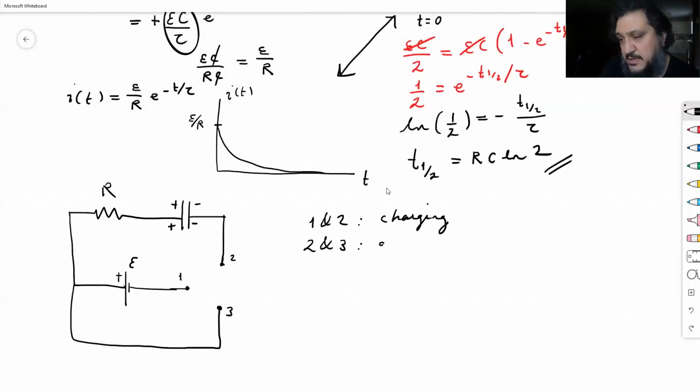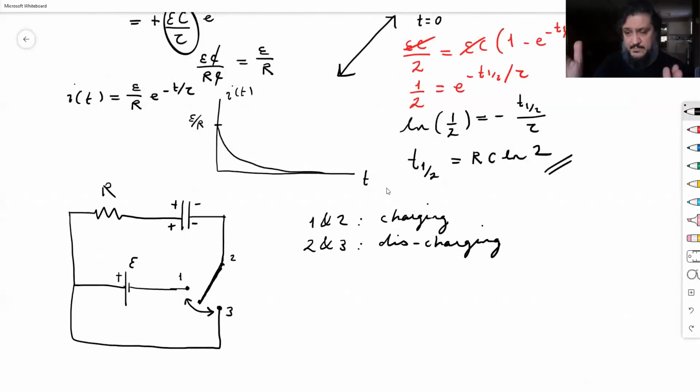This will be the discharging. Okay, so here's my switch. That's free to move like this or like that. If 2 and 3 are connected, in that setting, I have now the capacitor discharging. The charges will flow in the opposite direction though.